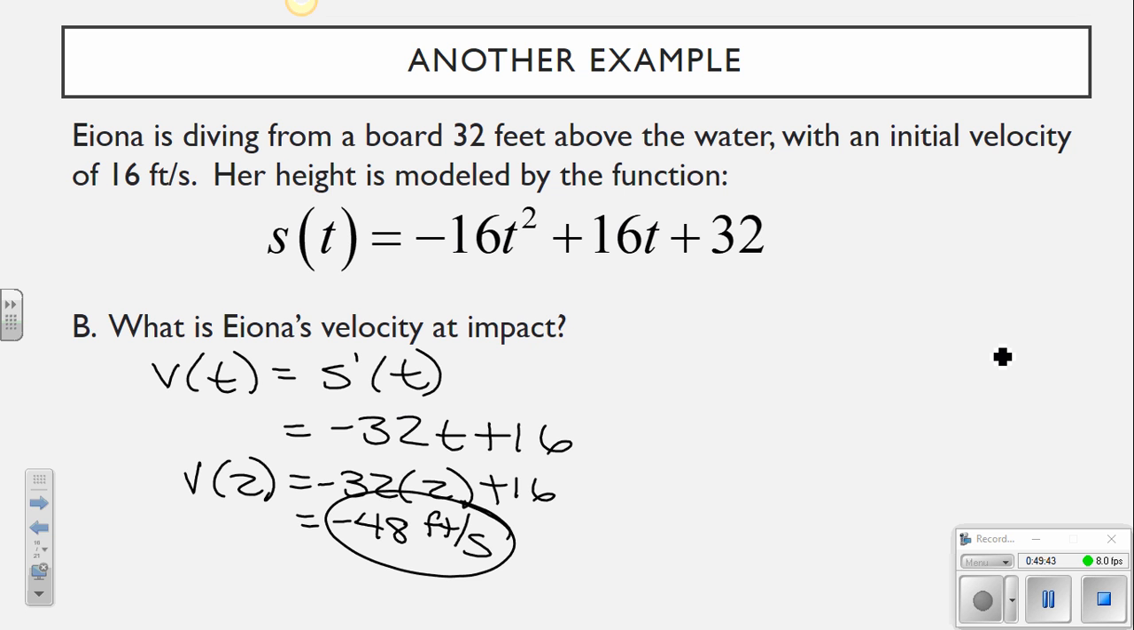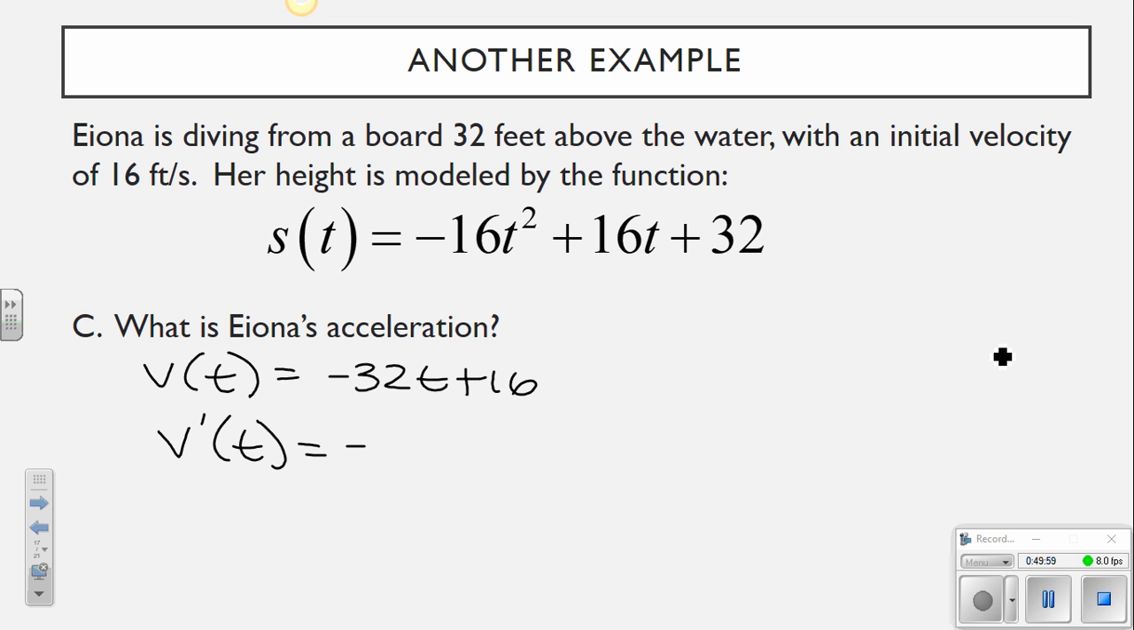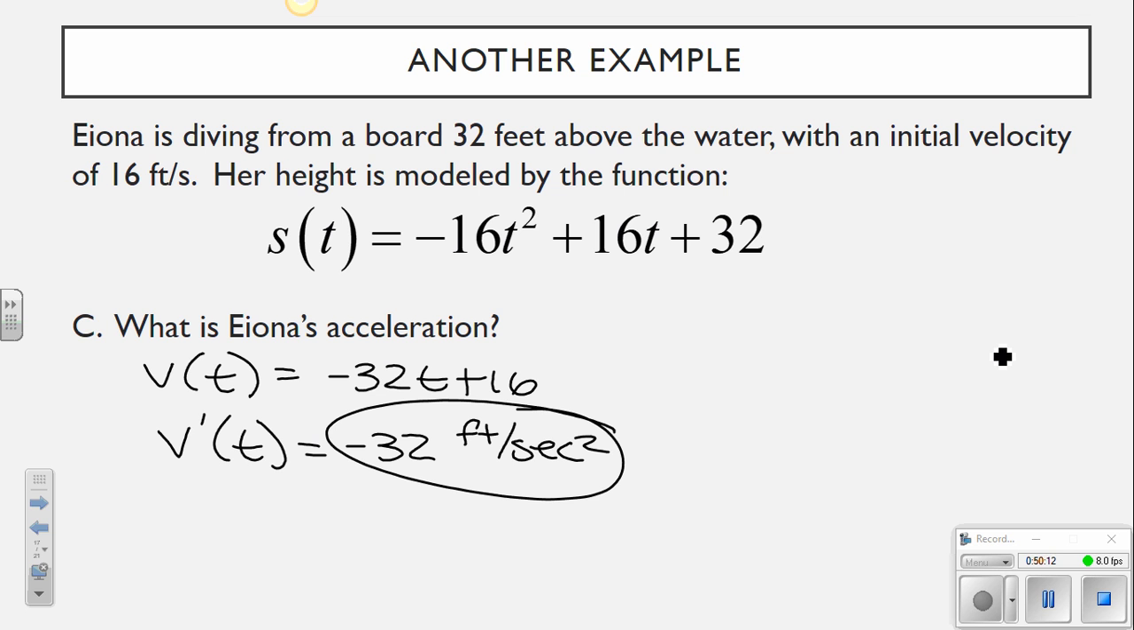So Iona has superpowers. What's Iona's acceleration? Take the derivative of the derivative you just found. So v of t, you told me, was negative 32t plus 16, correct? What's the v prime of t? Negative 32. Use units. Feet per second what? Squared. Good? Cool? Happy?